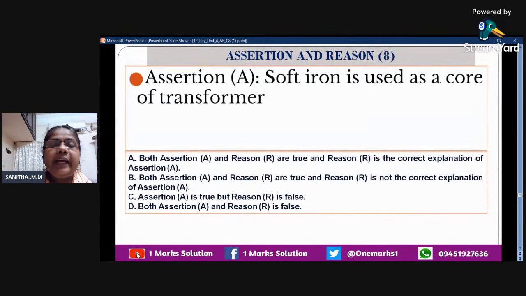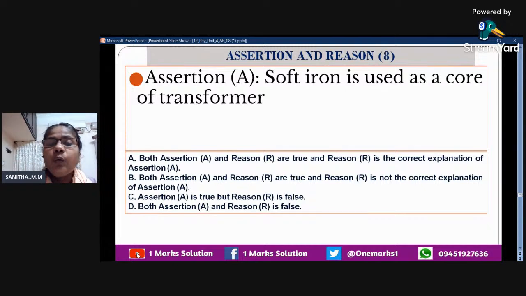Now let us move on to the eighth one. Soft iron is used as a core of the transformer. That is correct. Assertion is correct, no doubt. Soft iron is used. What do you mean by core? What is core actually? At the center, what we are placing, we'll call it as core.